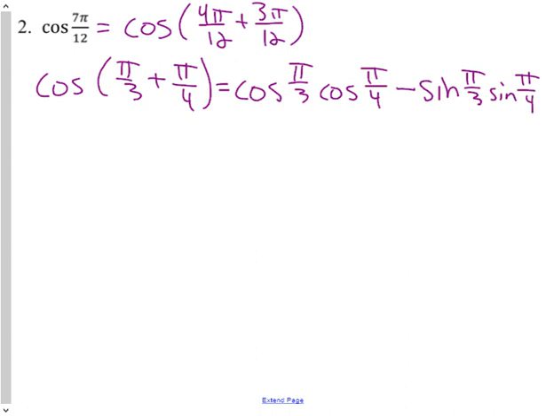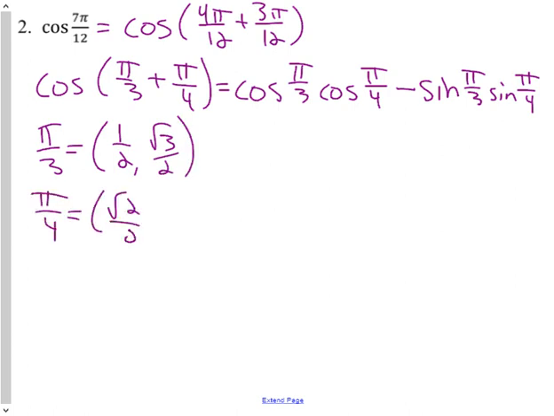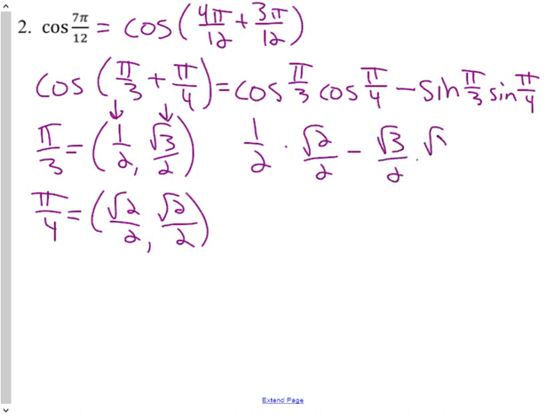So I need my points. Pi 3rd is going to be 1/2, root 3 over 2, and pi fourth is going to be root 2 over 2, root 2 over 2. And so basically the x values multiply together on one side, minus the y values multiplied together. So we've got 1/2 times root 2 over 2 minus root 3 over 2 times root 2 over 2. And we'll get root 2 over 4 minus root 6 over 4, which equals root 2 minus root 6, all over 4.